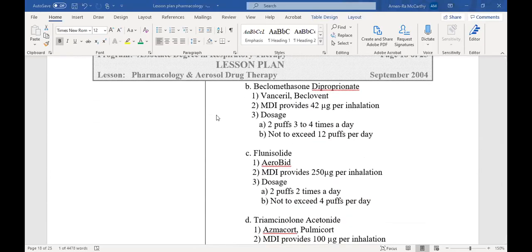The next aerosolized steroid is beclomethasone dipropionate. Beclomethasone, also known as Vanceril or Beclovent. So beclomethasone is the generic name for Vanceril and Beclovent. It's in an MDI form as well, 42 micrograms per puff, 2 to 3 puffs a day, not to exceed 12 puffs a day.